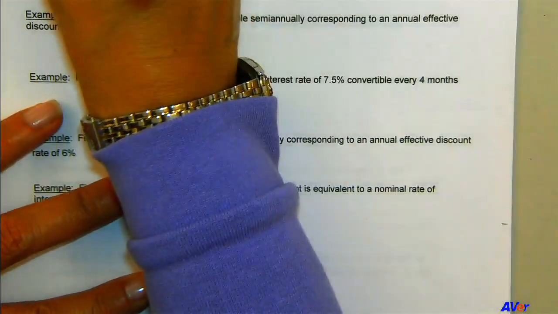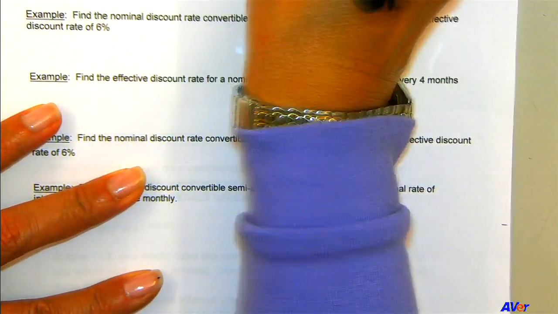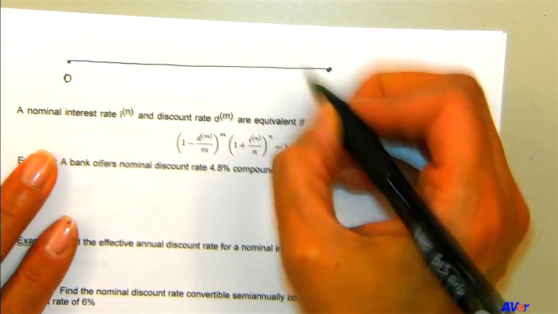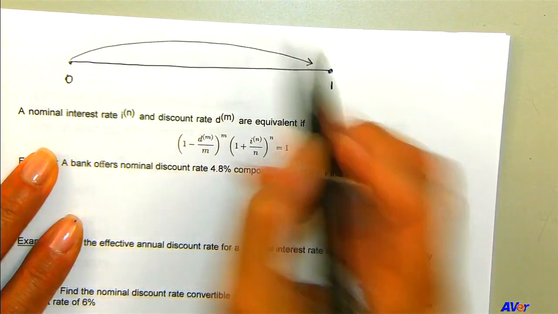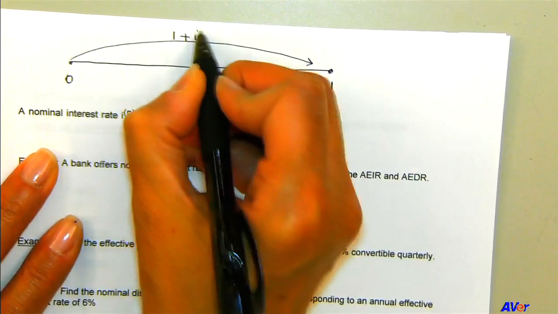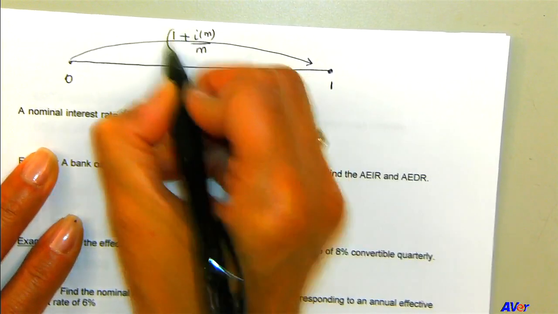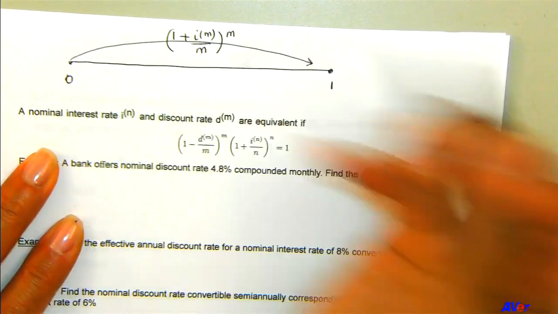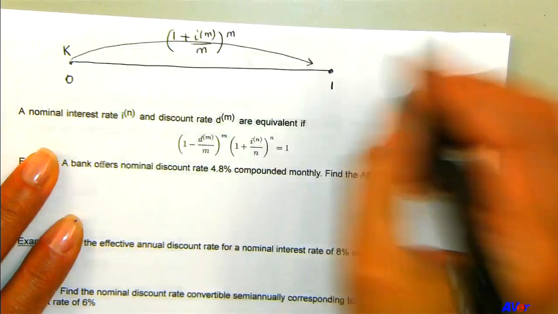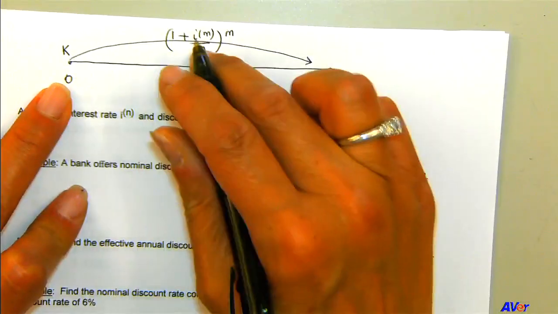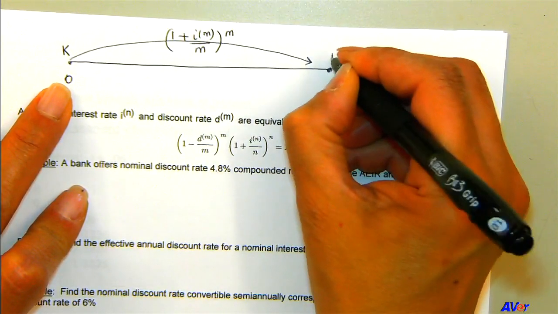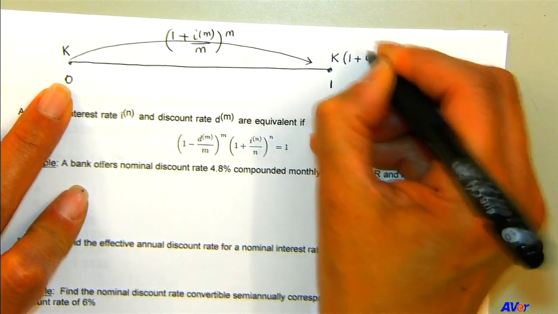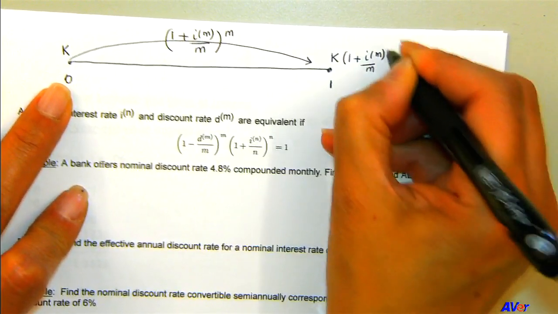So let me draw that timeline again so we have it. 0, 1. Going from here to here, 1 plus i^(m) over m to the mth power. So if I start with k, that's my accumulation function A, I end up with k times (1 plus i^(m) over m) to the mth power.